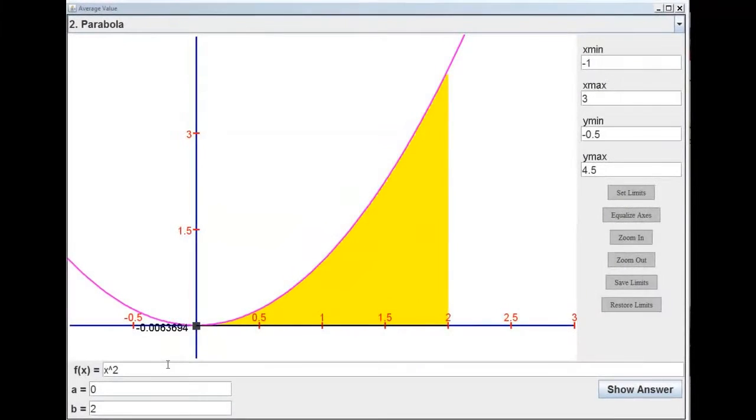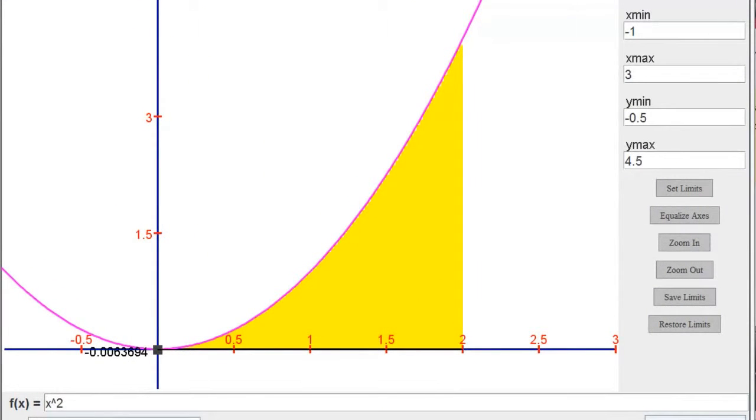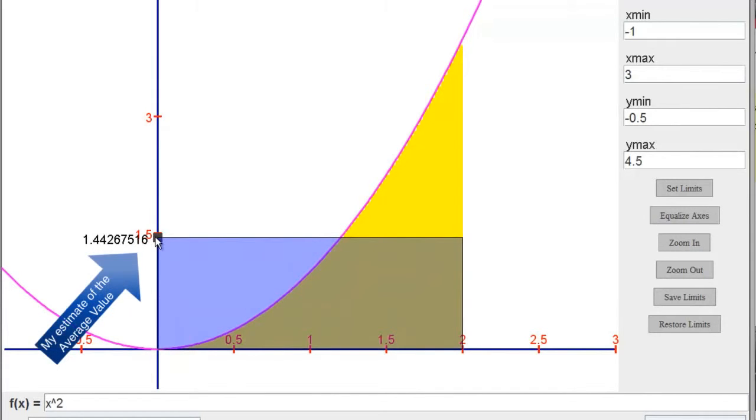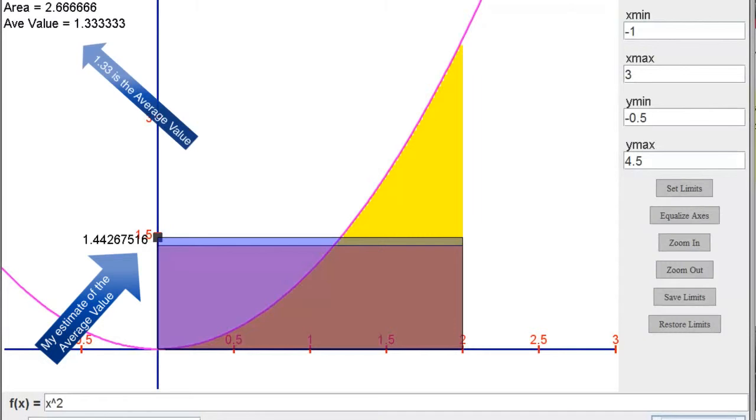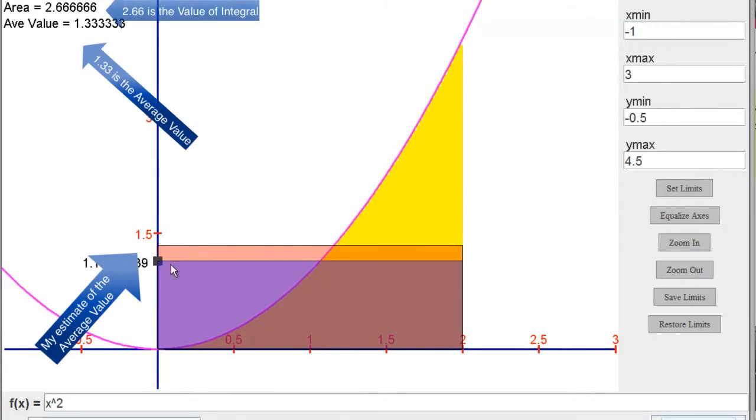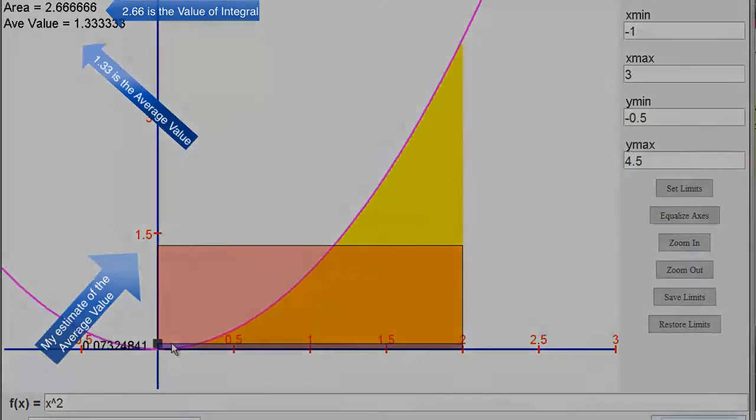For the function y equals x squared on the closed interval [0, 2], there exists a y value that is the average value of the integral. If I were to visually estimate the integral, then I would say that the average value is approximately 1.5. My estimate was a little bit high this time. The average value is 1.33 with an integral value of 2.66.